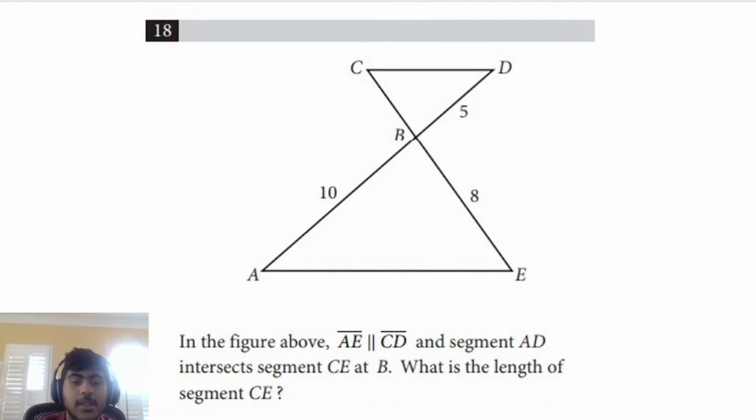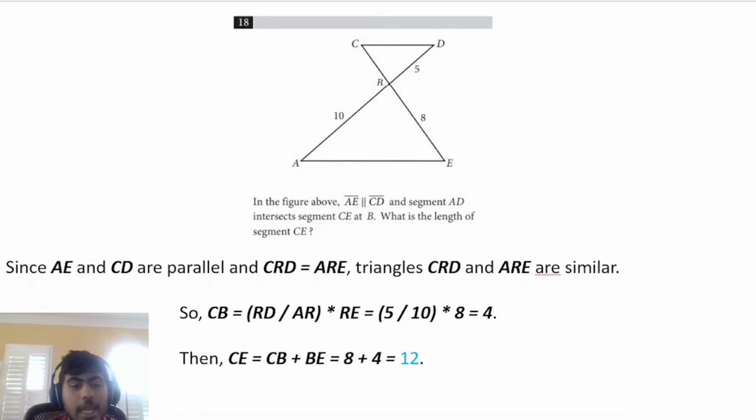Number 18. In the figure above, AE is parallel to CD, and segment AD intersects segment CE at B. What is the length of segment CE? Well, since AE and CD are parallel, angle CBD equals angle ABE, I can't really see it very well. But since those two angles are equal by vertical angles, the triangles are similar.